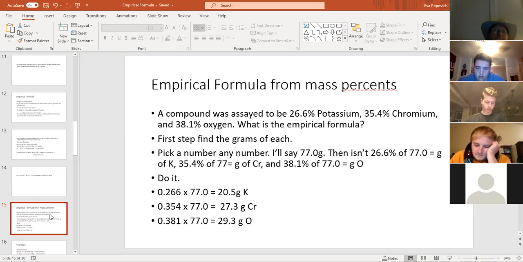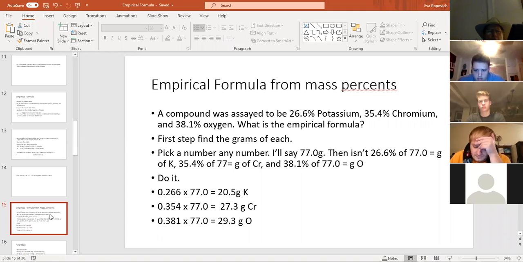Our first step, remember, is finding grams of each element. So pick a number, any number. Isn't 26.6% of that number going to be potassium? Pick a number, Philip, any number. 7. Okay, I've got 7 grams. So I take 7 times 0.266. Of that 7 grams, 1.86 of it is potassium.